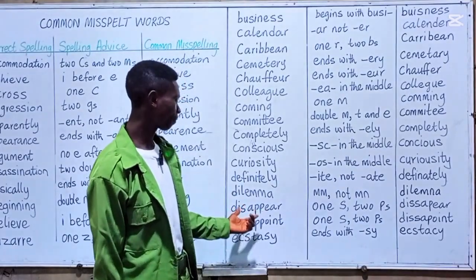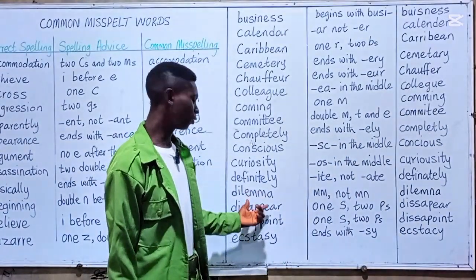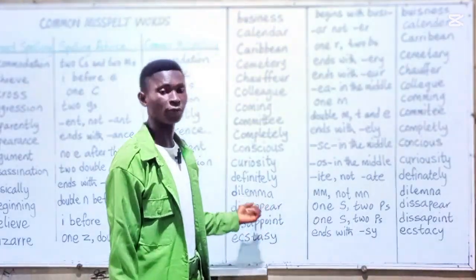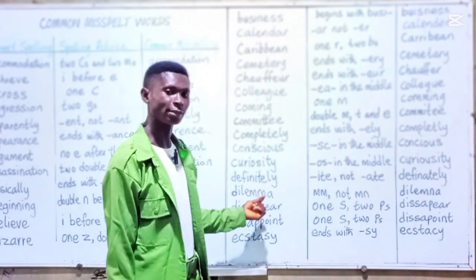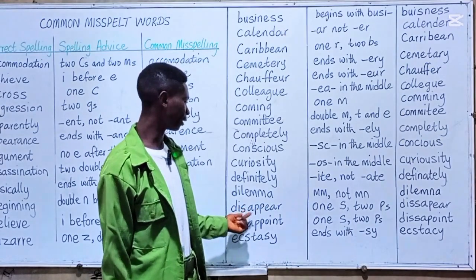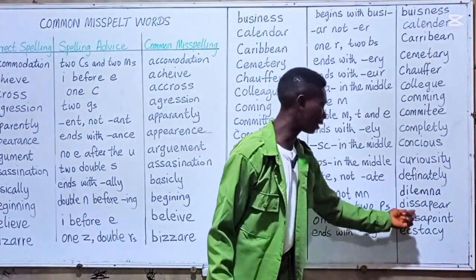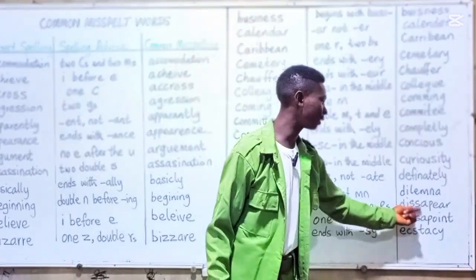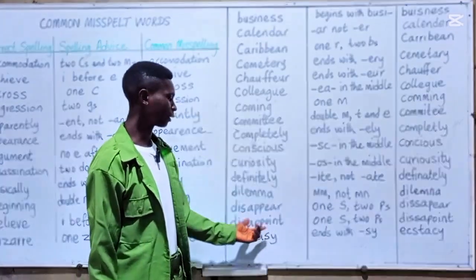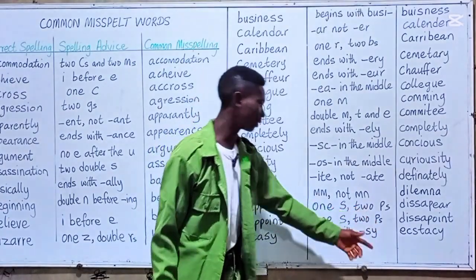Moreover, we have disappear. The word disappear has only one S and two P's. Note the word appear begins with letter A. Then the prefix dis ends with S. So you don't need to double it. It is disappear with one S but double P. That's two P's. So this is incorrect, where you have two S's and one P. That's incorrect. Moreover, disappoint has the same spelling advice. One S and two P's.